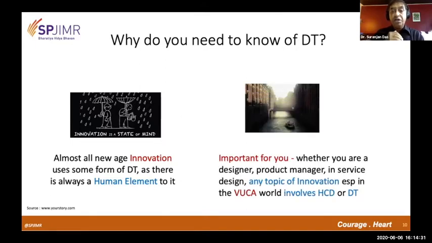Then, important for you is that whether you are a service designer or a product manager or a product designer, anything related to innovation these days, especially in this current uncertainty context, will involve human-centered design. By the way, HCD is human-centered design, and it's the other name of design thinking. That's the reason you need to know design thinking. If you want to talk to an organization, to some specialists, or to your friends, you will always find that the current state of problems needs to be looked at from a very different perspective. Everyone's talking of innovation, people are talking of human beings, people are talking of design thinking in some form. So that's the reason I thought you need to know design thinking.